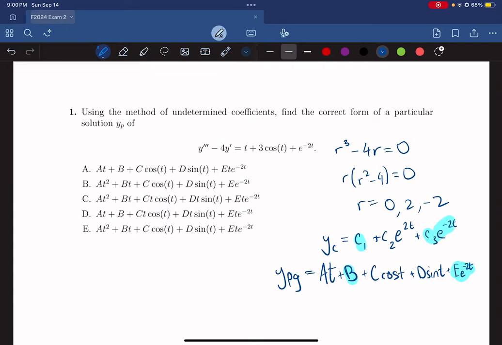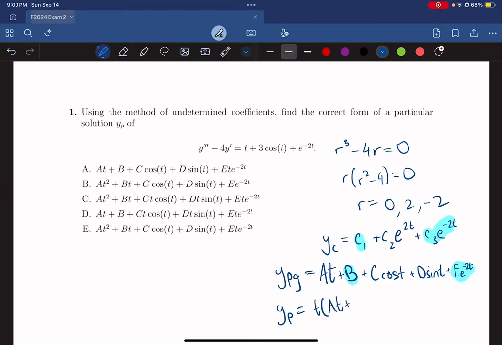So I hope you understand what I mean when I say duplicates. We have a constant. This is a constant. C1's a constant. B's a constant, and we have a constant times e to the negative 2t, same as here. So how are we going to deal with our duplicates? We're just going to multiply it by the amount of duplicates there are. So in this case, there's one duplicate for each term. So there's one duplicate here, so we're going to multiply that entire term by t.